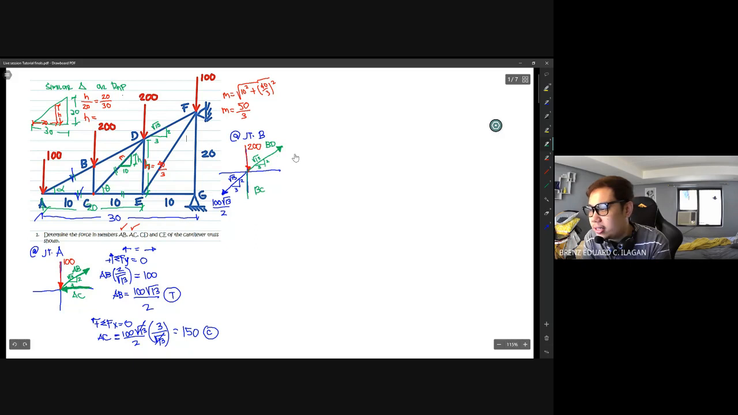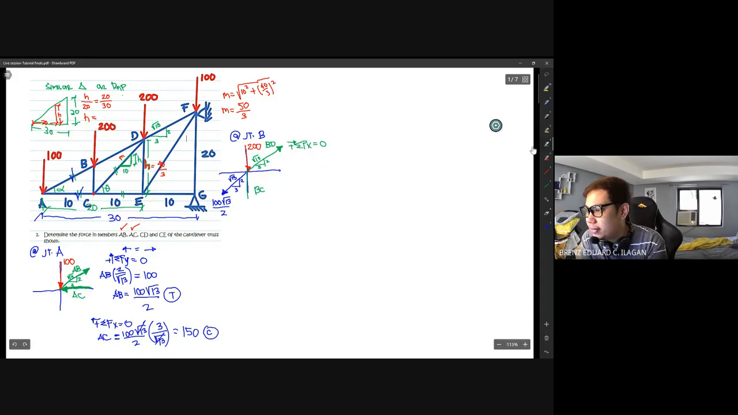So, pwede kong sabihin, kapag nag-summation ako ng forces ng X, yung BD at saka AB, pareho sila na 100 square root of 13 over 2. Bakit ko nasabing pareho? Kasi yung slope niya, pareho lang. Ito component niya, papunta sa kaliwa, ito papunta lang sa kanan. So, iisa sila ng properties. Pareho ng slope, therefore, pareho lang din yung value na makukuha. Kung hindi naniniwala sa akin, isolve natin.